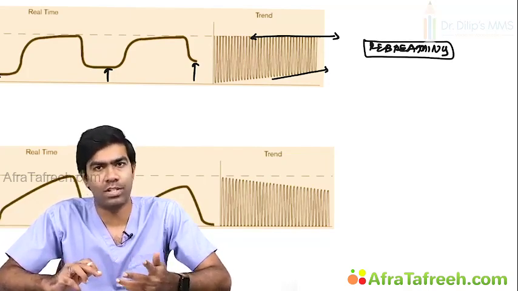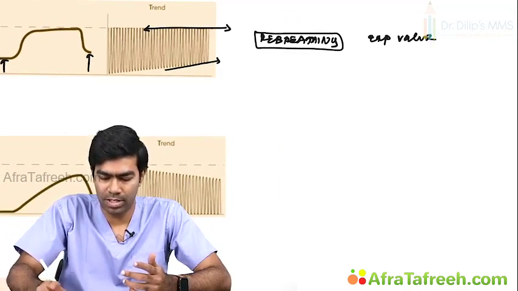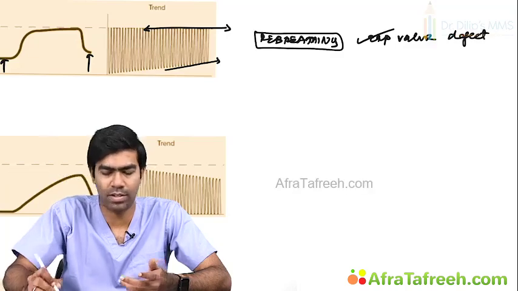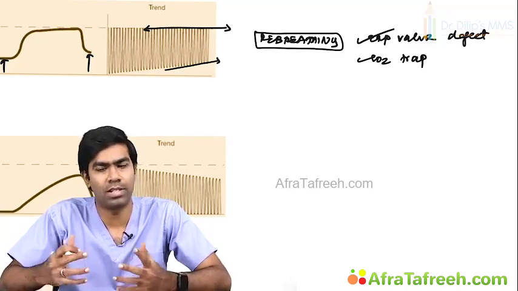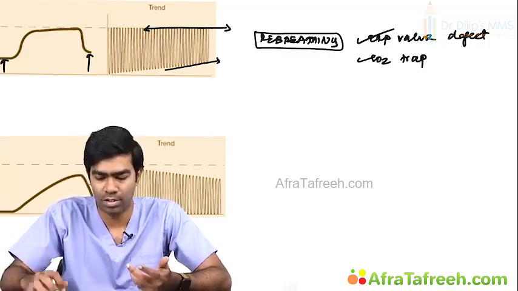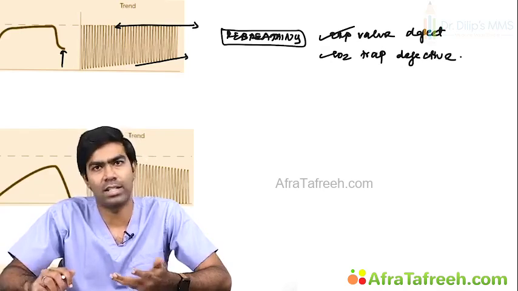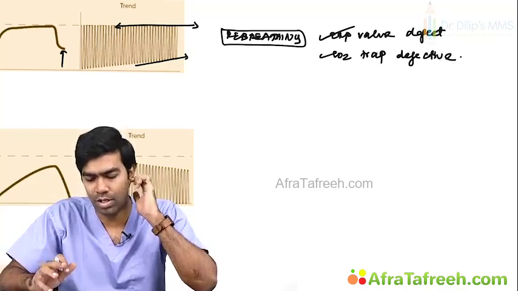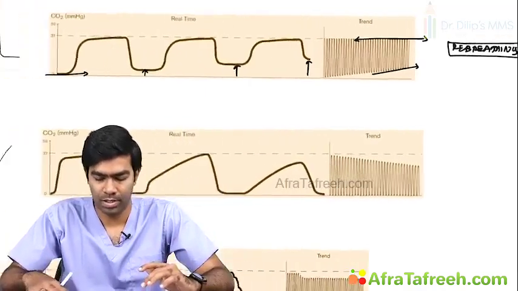Rebreathing can happen due to a lot of reasons. For example, it could be due to a defective expiratory valve. There is an inspiratory valve and an expiratory valve in the ventilator, and usually due to an expiratory valve defect, this rebreathing can happen. Or the carbon dioxide trap, which is an instrument or chemical that traps the carbon dioxide and prevents rebreathing, could be defective. Similarly, a lot of conditions can produce this rebreathing, but overall the problem is in the circuit and in the ventilator. You have to correct them to avoid rebreathing in the patient. Clear? Simple. This is rebreathing.